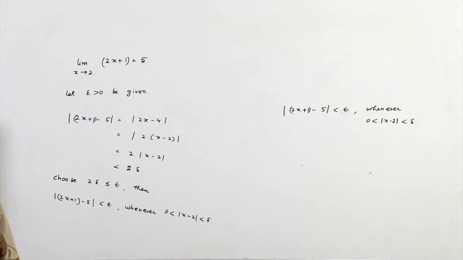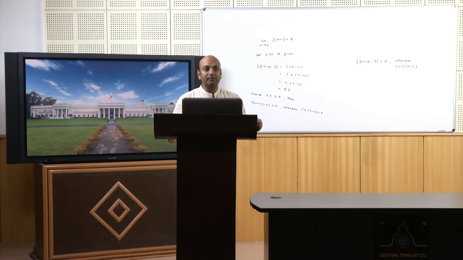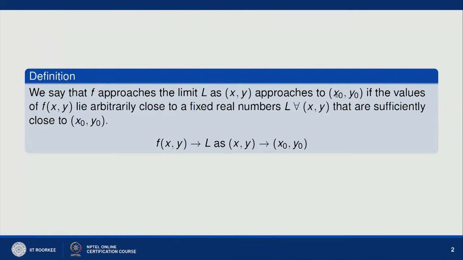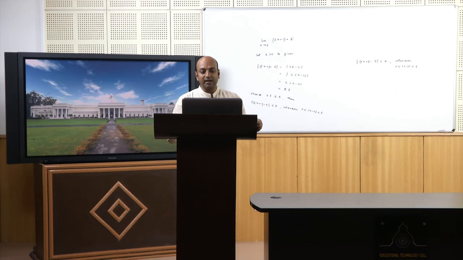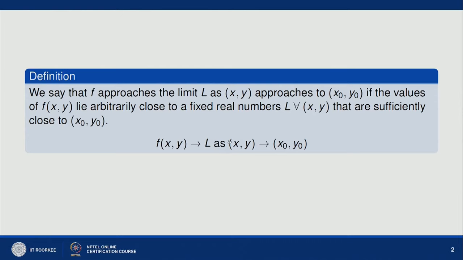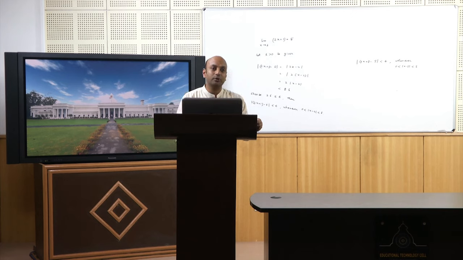Okay. Now how can we do that? Let us see. For 2 variable functions, we say that f approaches the limit L as (x, y) approaches (x naught, y naught) if the values of f(x, y) lie arbitrarily close to a fixed real number L for every (x, y) that is sufficiently close to (x naught, y naught). You take any (x, y) that is sufficiently close to (x naught, y naught), f(x, y) will be arbitrarily close to L. That means f(x, y) will approach L as (x, y) approaches (x naught, y naught).